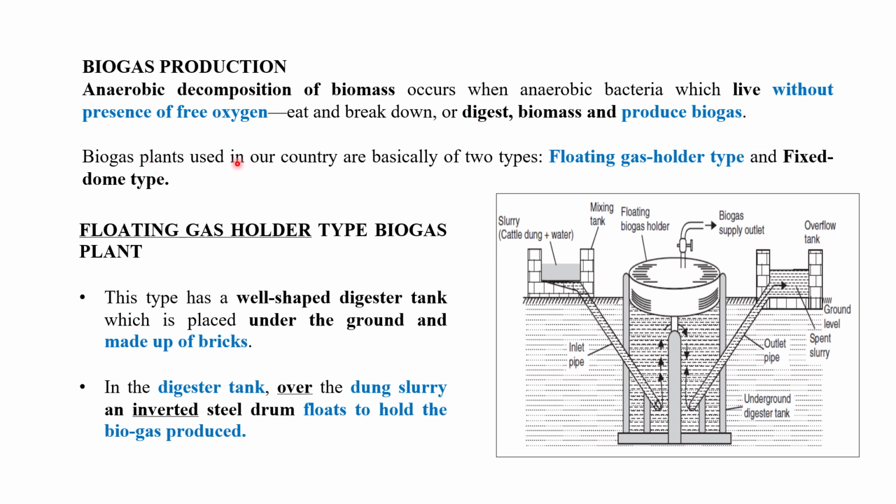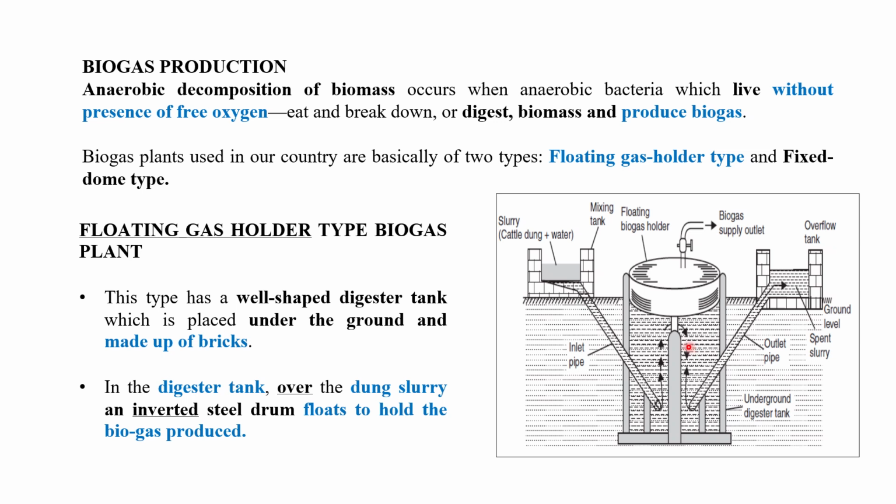But here, only anaerobic bacteria are used for the digestion of the organic materials. Biogas plants used in India are basically of two types: floating gas holder type and fixed dome type. We are going to talk about the floating gas holder. This type has a well-shaped digester tank, which is placed below the ground surface and made of bricks. The walls are made of bricks.